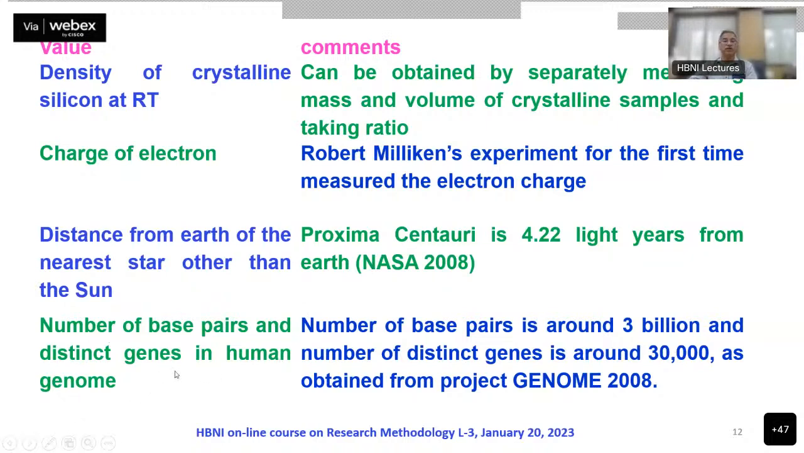Number of base pairs and distinct genes in the human genome. These are the kind of measurements you are doing. The Genome 2008 was a project in which it was found that the number of base pairs is around 3 billion and the number of distinct genes is around 330,000 in the human being. So this is the kind of research the molecular biology people, the genetic engineering people, have done.